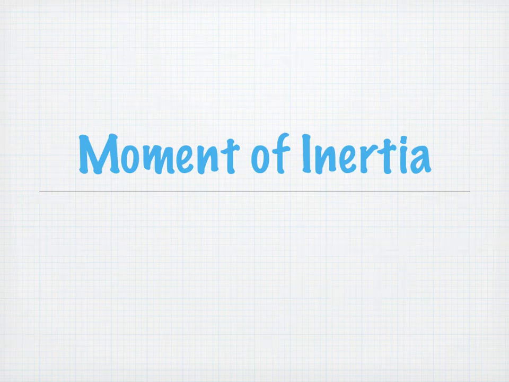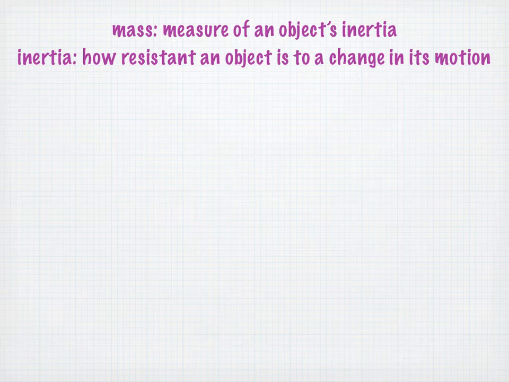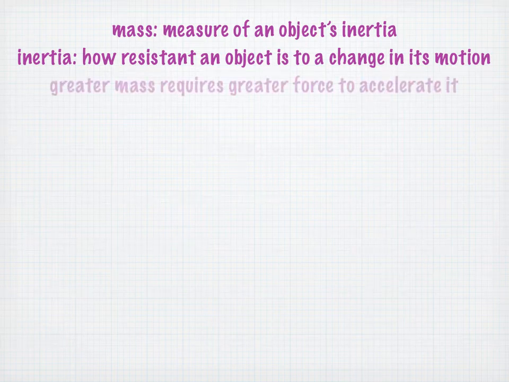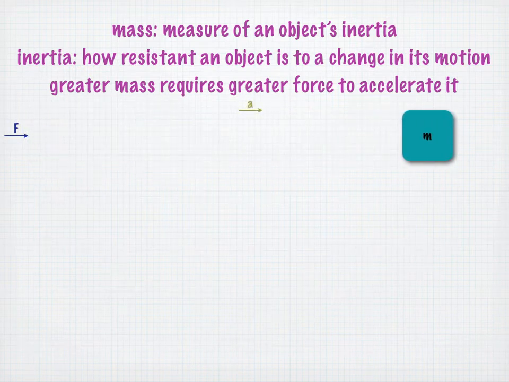Moment of inertia. If you recall, the mass of an object is the measure of its inertia, and an object's inertia is how resistant it is to a change in its motion. A greater mass requires a greater force to accelerate it. Previously, we've related these ideas to objects in translational motion.